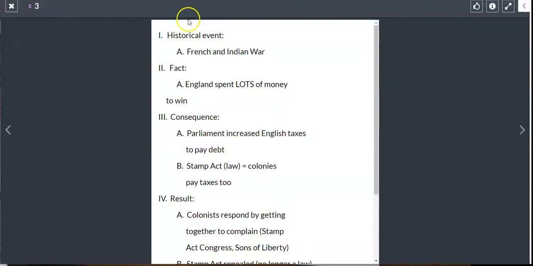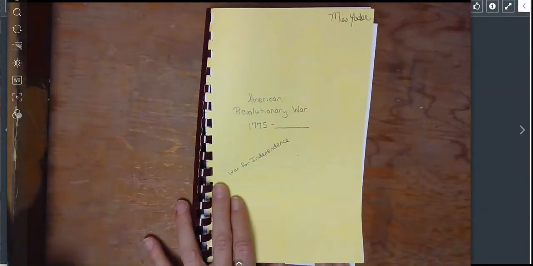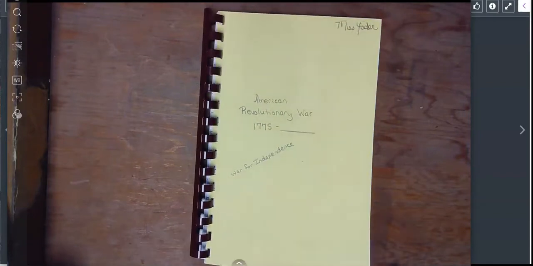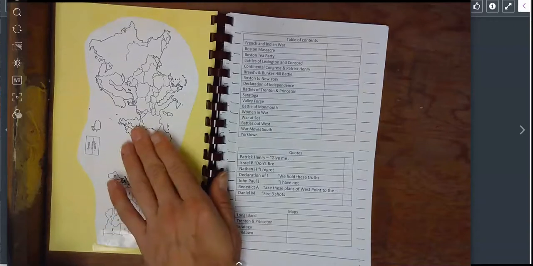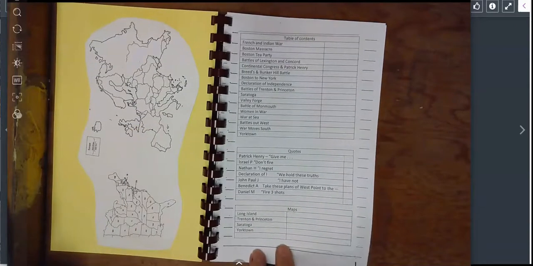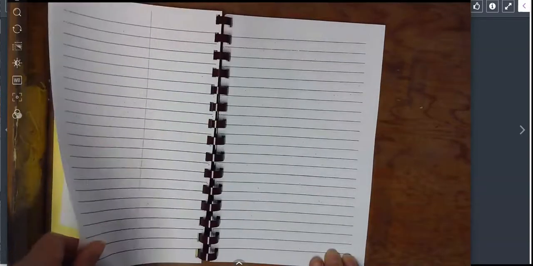So we have here an outline of the main ideas and the details from what you were supposed to have learned about the French and Indian War. We're going to connect that with the fact that the American Revolutionary War ended up with the United States no longer colonies of England. And we can see the first event that happens here is the French and Indian War.